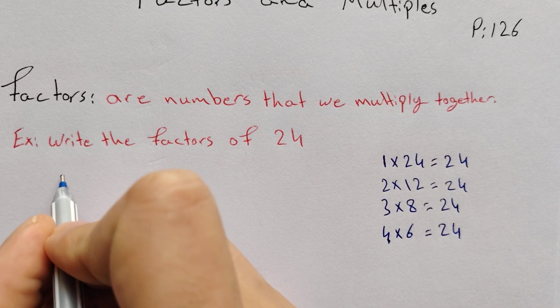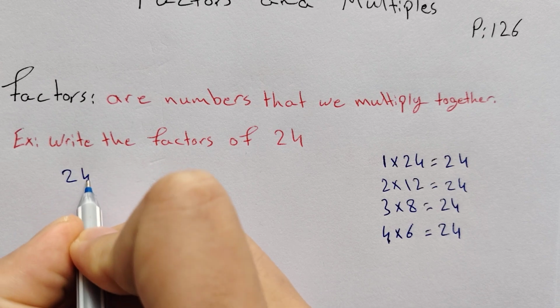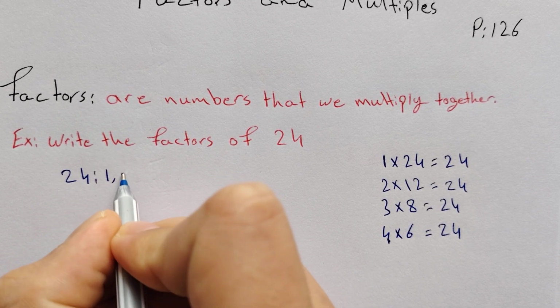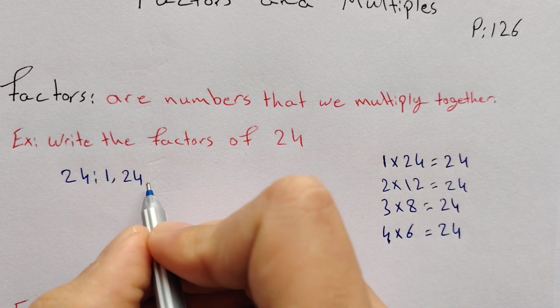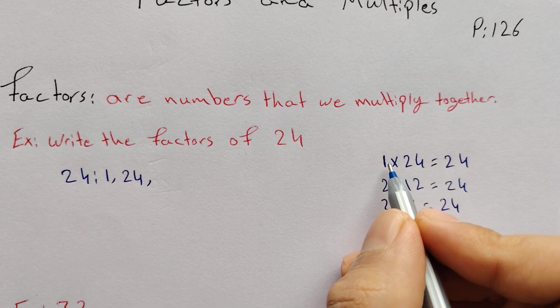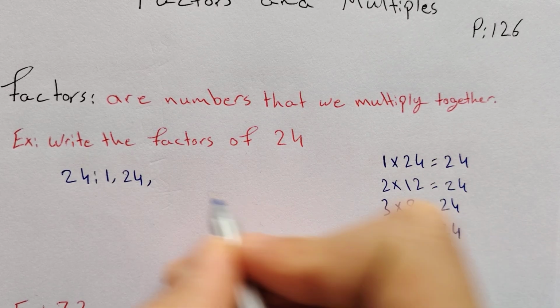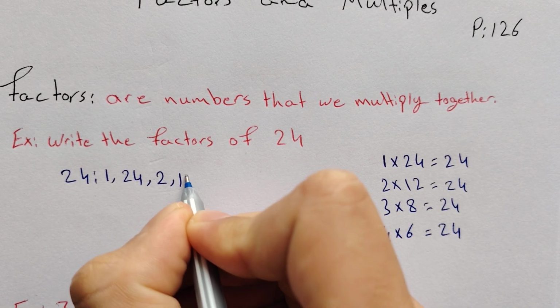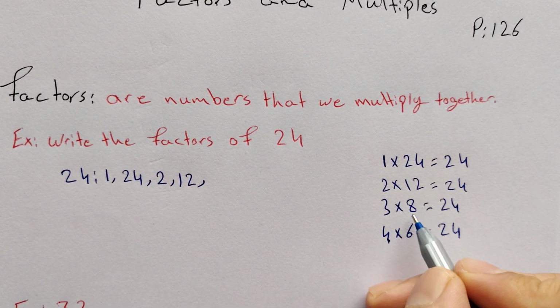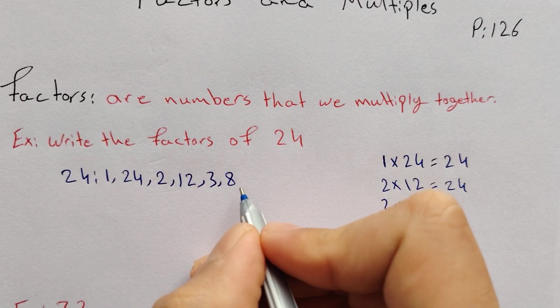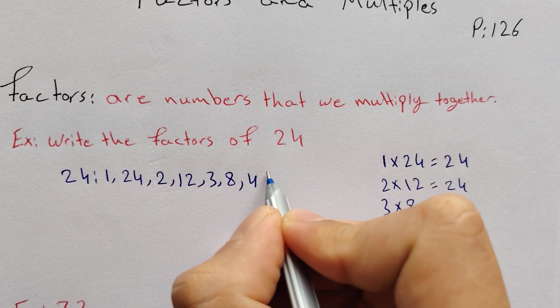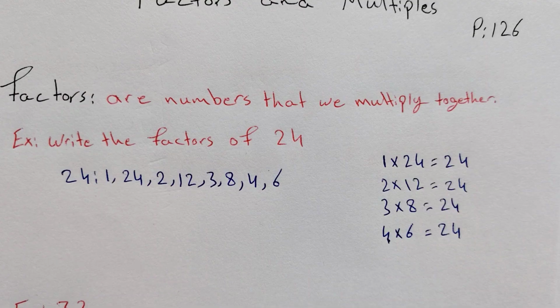So I'm going to write them. The factors of 24: 1 and 24. We can write them by order, or we can just write them 2 by 2. So 1 and 24, then 2 and 12, then 3 and 8, and the last is 4 and 6.